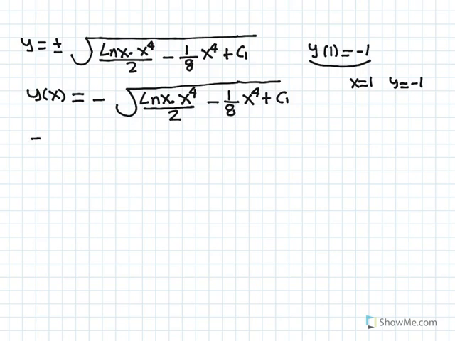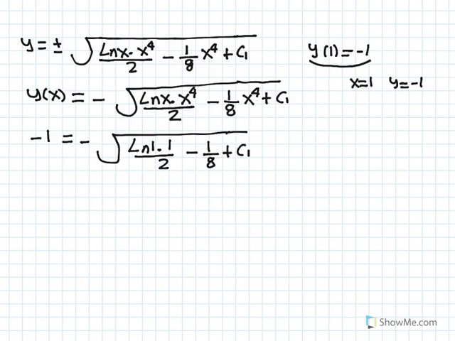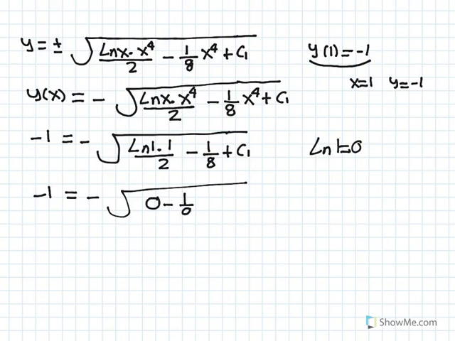So on the left-hand side, we get negative 1 is equal to minus the square root of log of 1 times 1 to the fourth, which is 1, divided by 2 minus 1/8 times 1 to the fourth, which is just 1, plus c1. Now recall that log of 1 is equal to 0. So this simplifies to negative 1 is equal to minus the square root of 0, since log 1 is 0, 0 times 1 is 0 divided by 2, that's all 0, minus 1 over 8 plus c1.